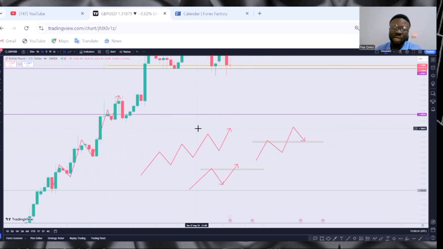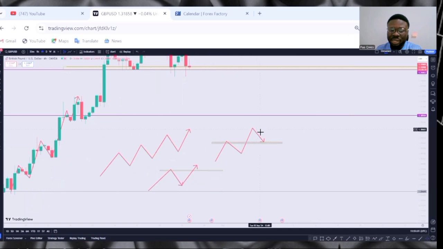When I talk about strong areas of interest, I usually consider the higher time frames, like the weekly time frame, the daily time frame, and the H4 time frame. These are the time frames that I usually buy on. The weekly, the daily, and the H4 time frames are the time frames that I consider when executing in the market.